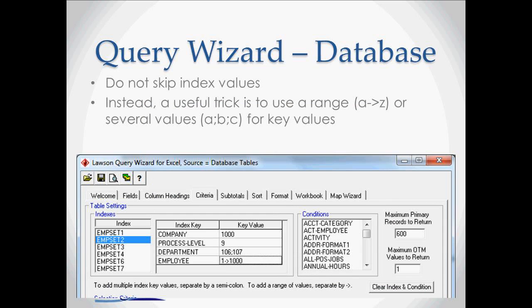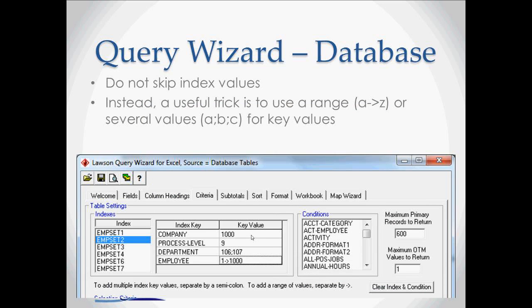The system will not produce expected results if the keys are followed by blanks. Okay, so this is one of the biggest gotchas. For example, I can't fill the first field in an index and the fourth field in the index and leave the middle two blank. But the workaround here, so in this example on the screen, I can't have company and employee filled in and then not have any process level and department.